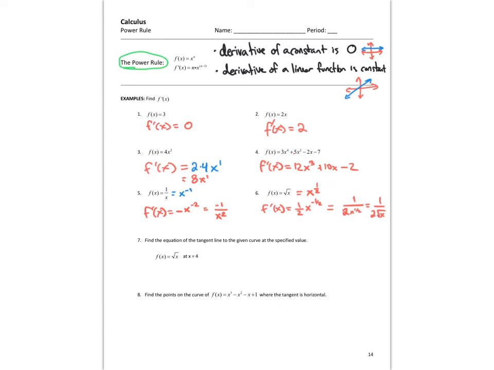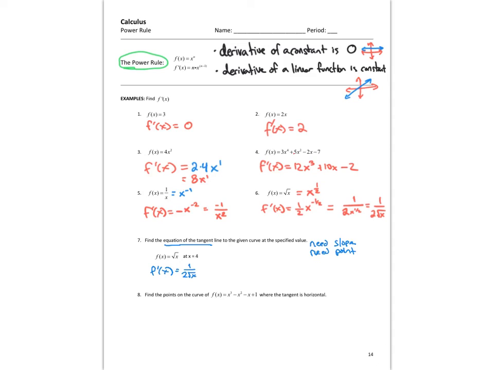All right, let's finish up this page here. So 7 and 8. Number 7 says find the equation of the tangent line. All right, we worked on that the other day a little bit. For the equation of the tangent line, remember I'm going to need a slope, and I need a point. Okay, well, the slope comes from the derivative, so I'm going to try to find f prime of x. Well, look, this is just the same problem as 6. So I already know the derivative is going to be 1 over 2 root x.